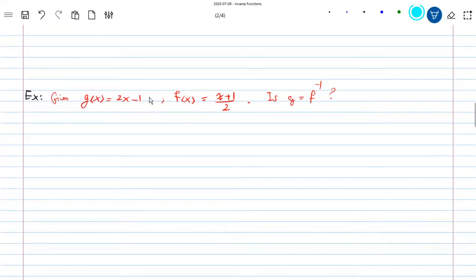Here's an example. Given two functions f and g, you want to figure out is g really the inverse of f or not. So what do we do? We calculate that composition. Let's figure out what is f of g.